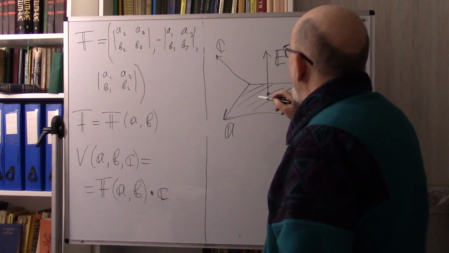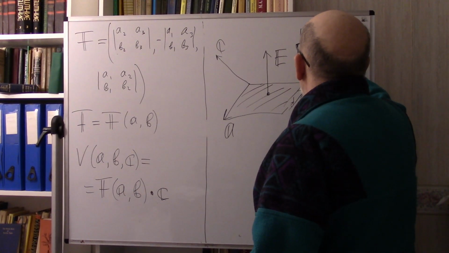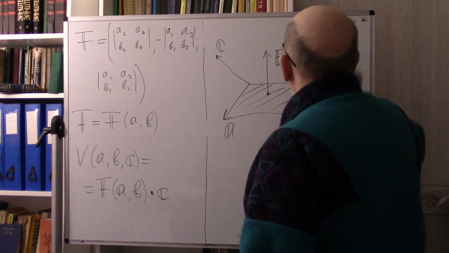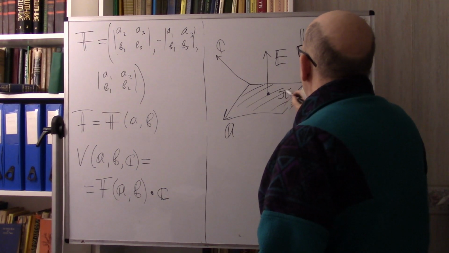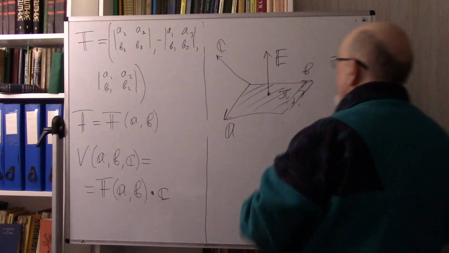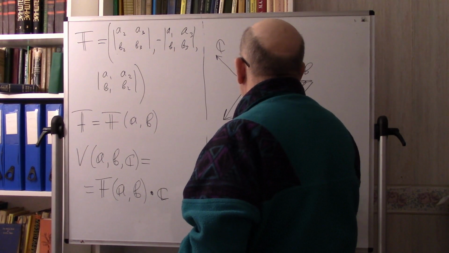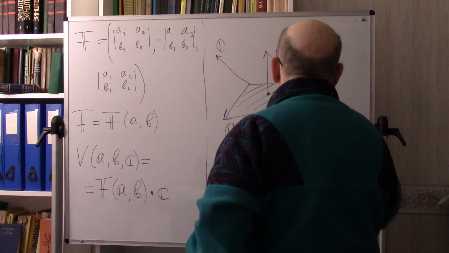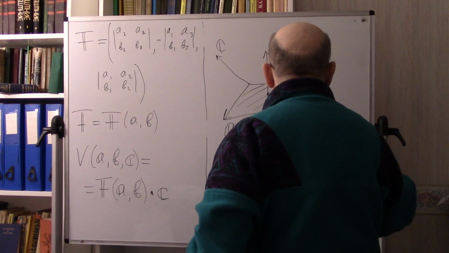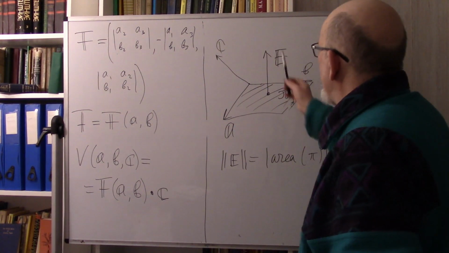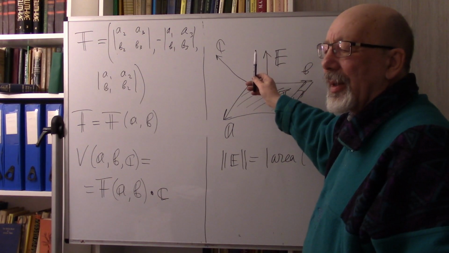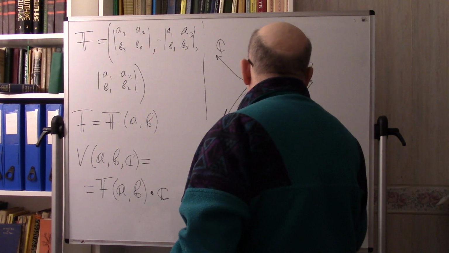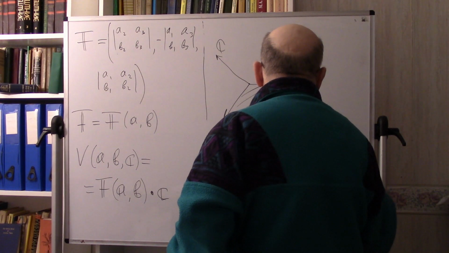The length of E equals the modulus of the area of this parallelogram. Let me write here: the length of E equals the area of Pi, where Pi is this parallelogram. And the direction of E is such that A, B, E is a right triple.